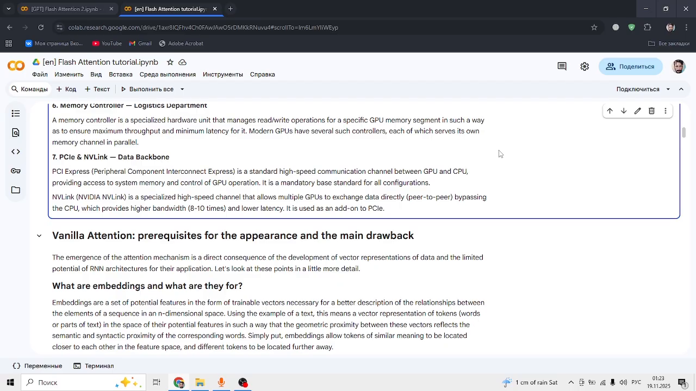Okay, also there are such things as PCI, maybe you heard about this, and NVLink. PCI Express is a standard high-speed communication channel between GPU and CPU, and it provides access to system memory and control of GPU operation. So this is a base standard, mandatory for all configurations. And there is an additional standard called NVLink, and the main difference is that it allows multiple GPUs to exchange data directly, peer-to-peer as it is called, bypassing the CPU. And this is an optional thing.